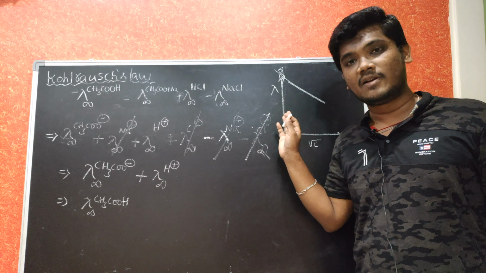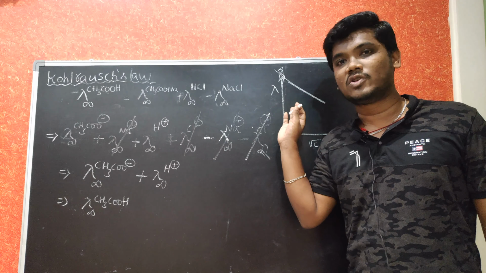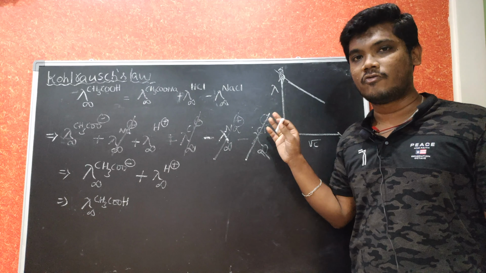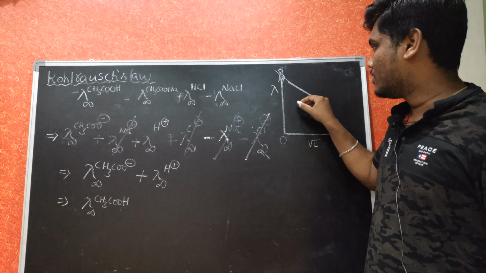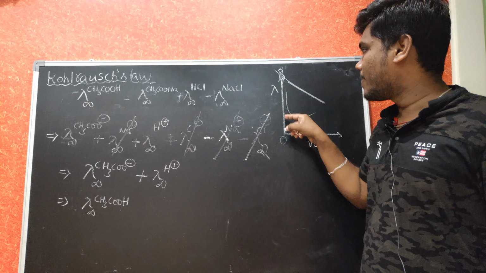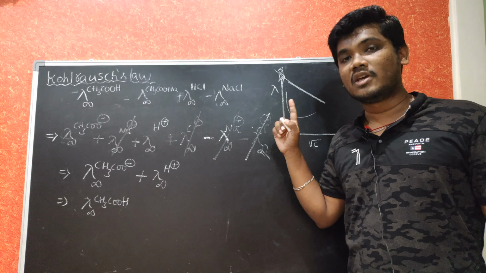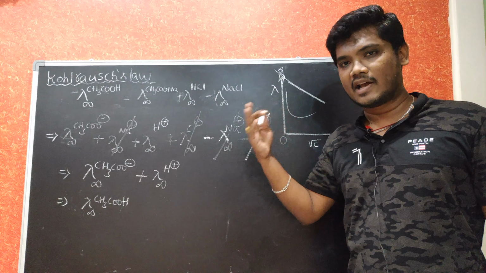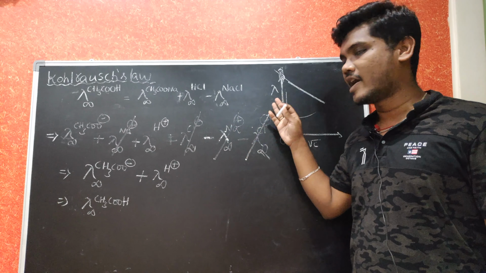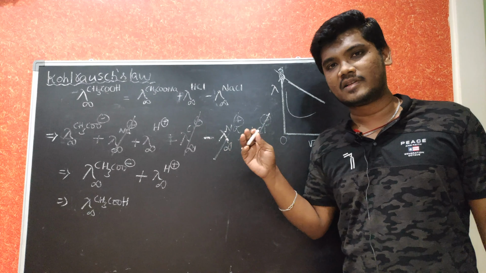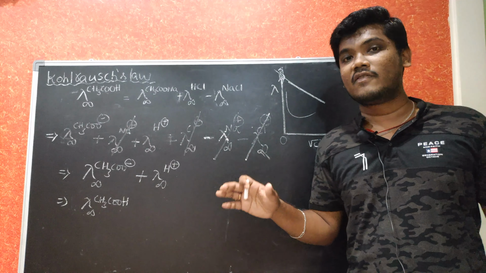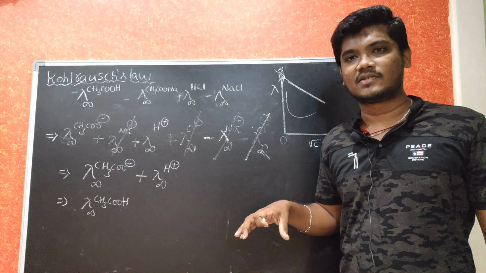But the graphical method was unable to determine the equivalent conductivity of a weak electrolyte because the line is almost parallel to the y-axis. So even if you wanted to extend the line, it was unable to cut the y-axis. Therefore, the graphical method was unable to determine the equivalent conductivity of weak electrolytes.